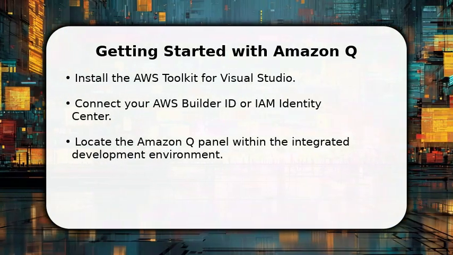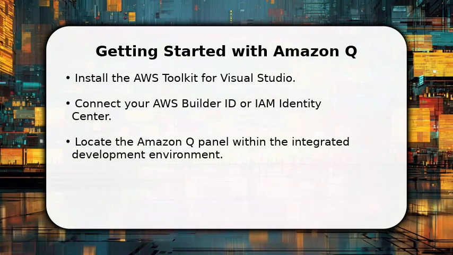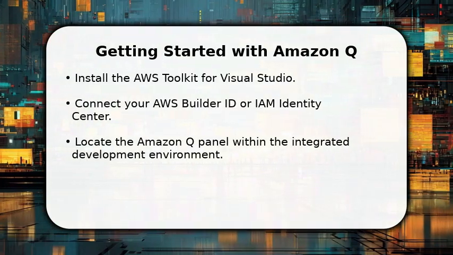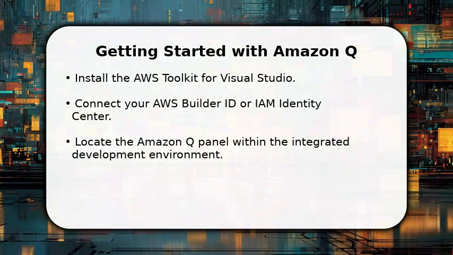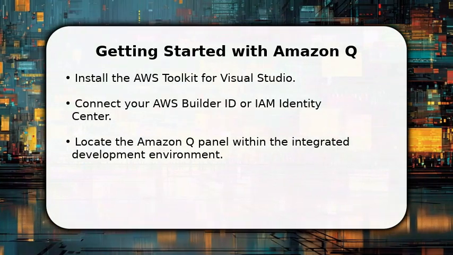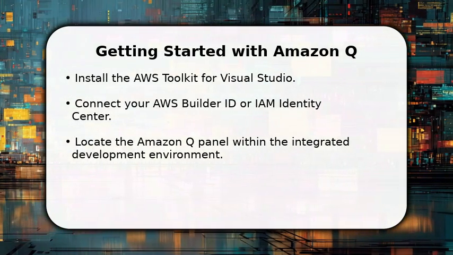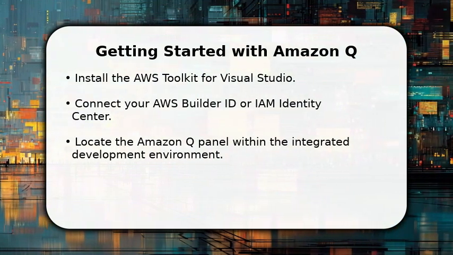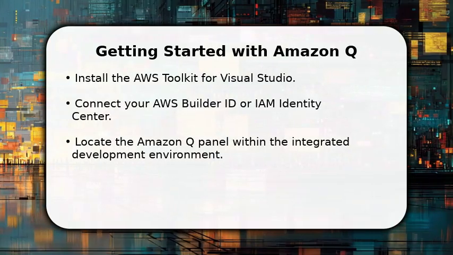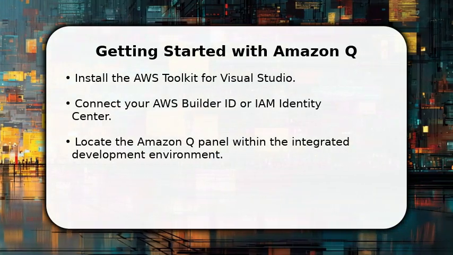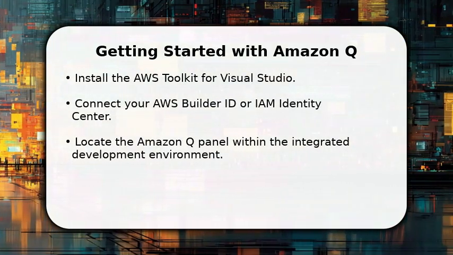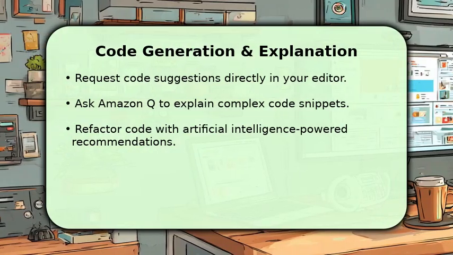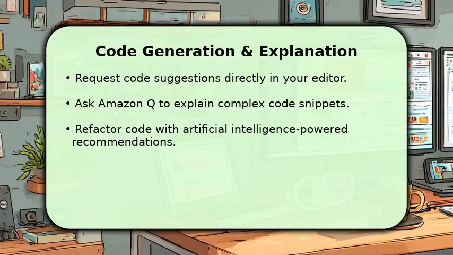Once installed, open Visual Studio and navigate to the AWS Explorer. Here, you will connect your AWS Builder ID or IAM Identity Center to authenticate. After successful authentication, the Amazon Q panel will become visible, typically on the right side of your integrated development environment, ready for interaction.